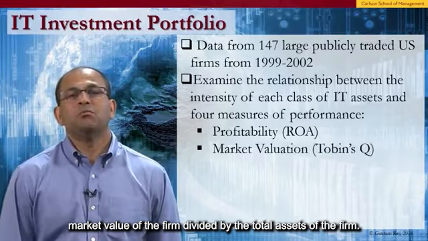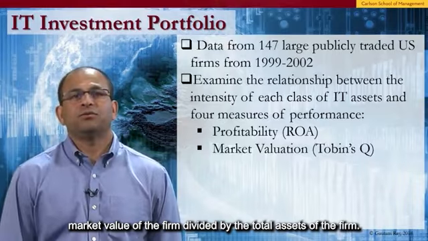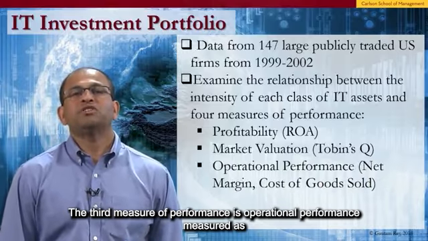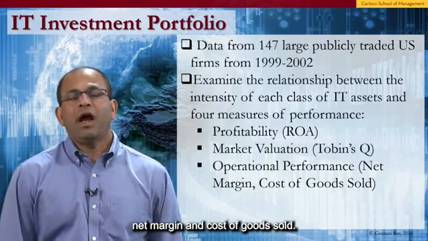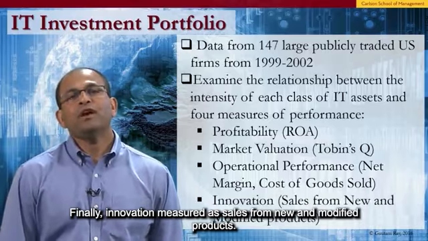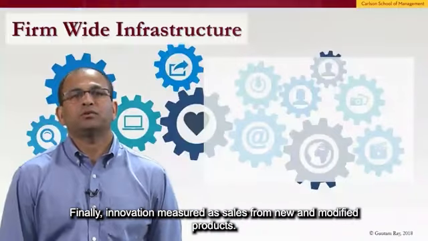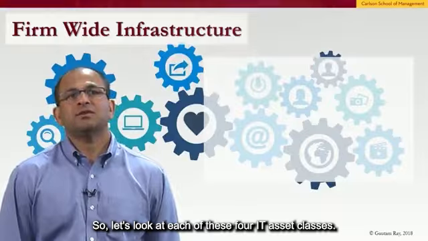Tobin's Q is market value of the firm divided by the total assets of the firm. The third measure of performance is operational performance measured as net margin and cost of goods sold. And finally, innovation measured as sales from new and modified products. So let's look at each of these 4 IT asset classes.